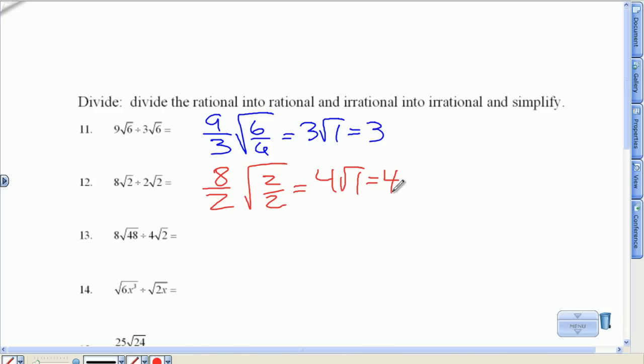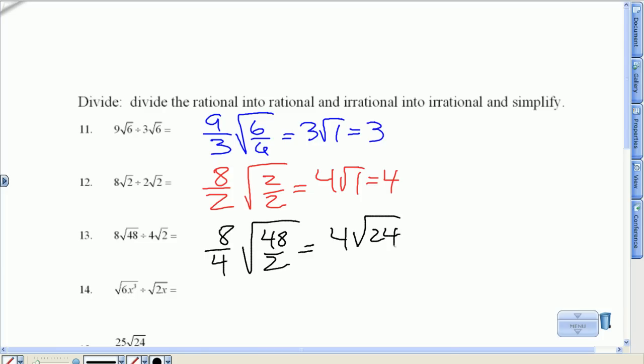13, you divide the coefficients. So 8 divided by 4. You divide the radicands. 48 divided by 2 gives you 4 radical 24. We can now simplify this because 4 goes into 24. So it's 4 times 6. That gives you 4 times 2 radical 6, or 8 radical 6.